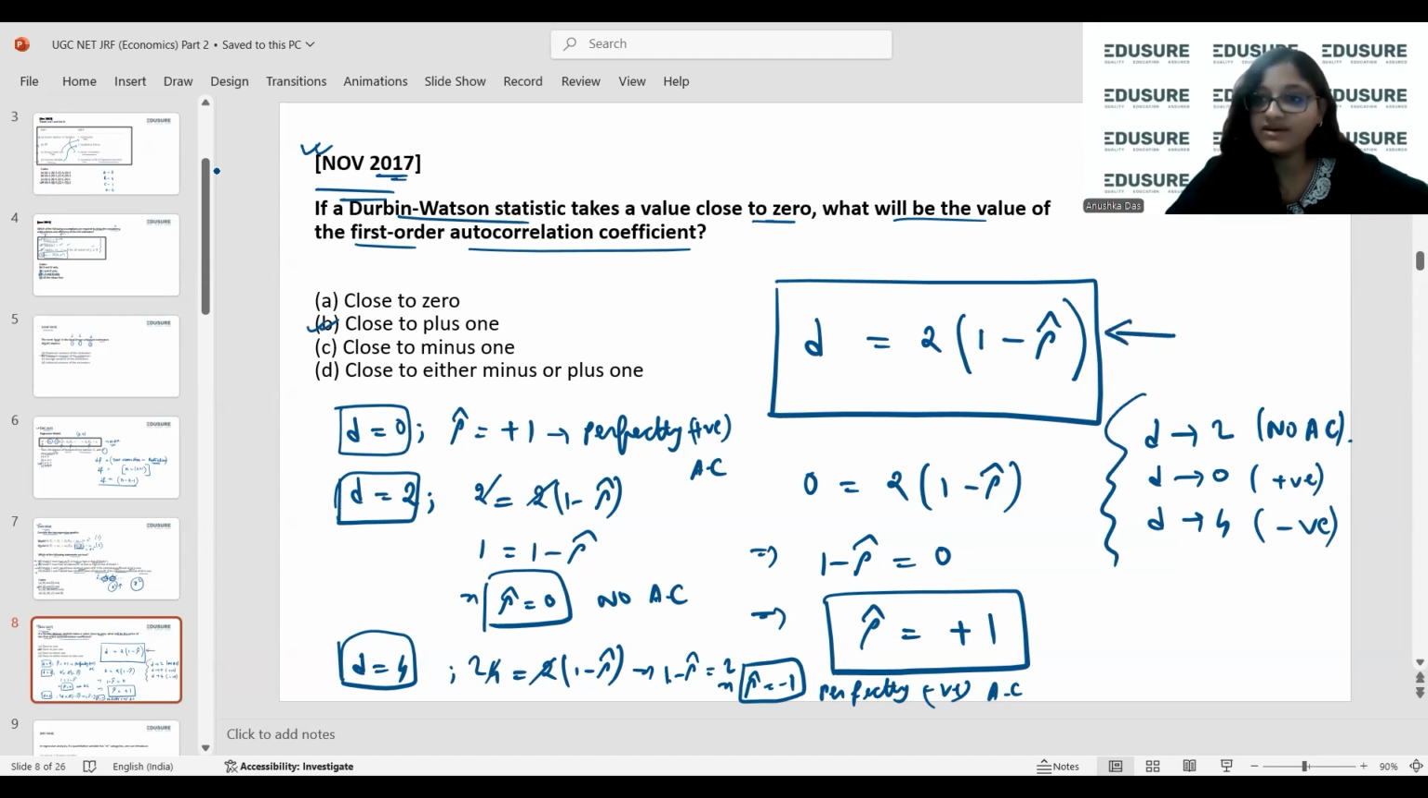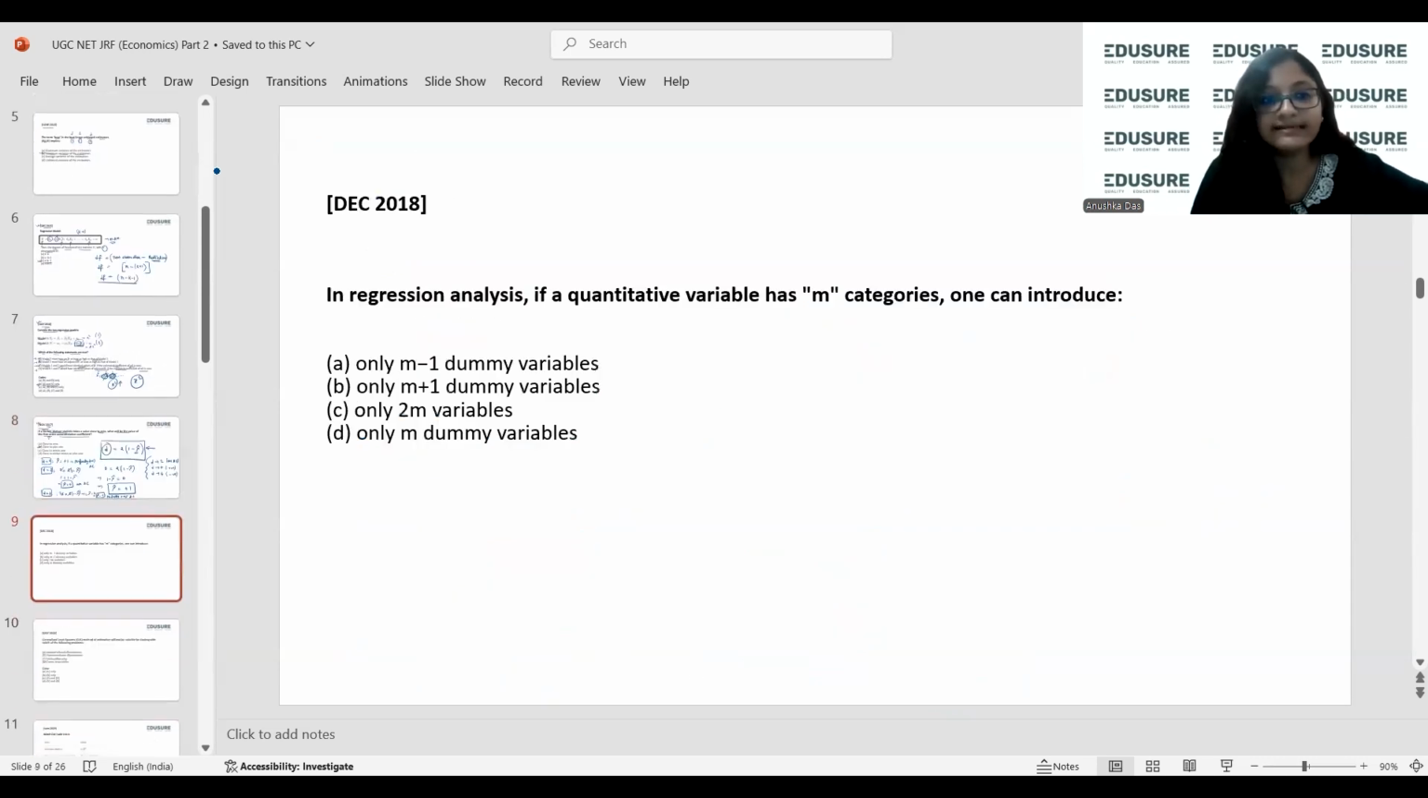And this is the relationship which you have to know. This is the relationship between the D statistic and the autocorrelation coefficient. And remember, this is only applicable for the first order. So if they give you any other order, then you will have to say the Durbin-Watson test is invalid. The Durbin-Watson test can only be applied for the first order autoregressive process, right? I hope this is clear.